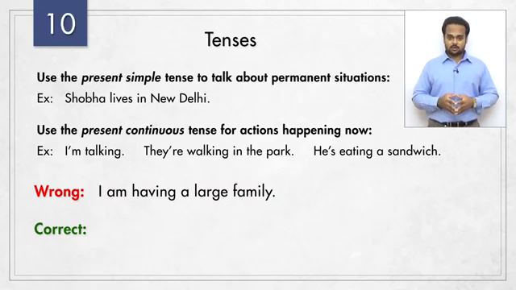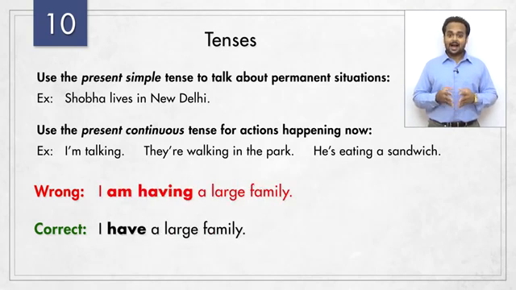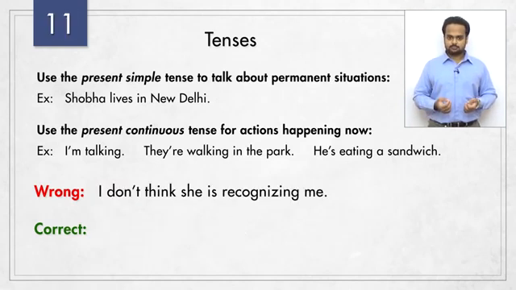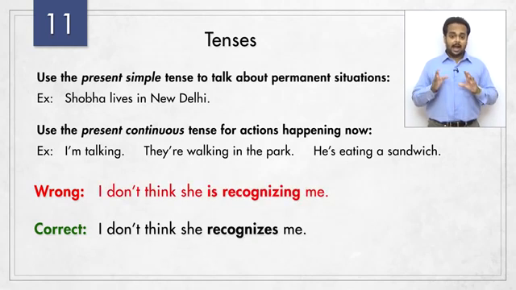Here's a similar error. I am having a large family. You should say, I have a large family. Because again, this expresses a general situation, not an action that I'm doing right now. What about this sentence? I don't think she is recognizing me. It should be, I don't think she recognizes me.